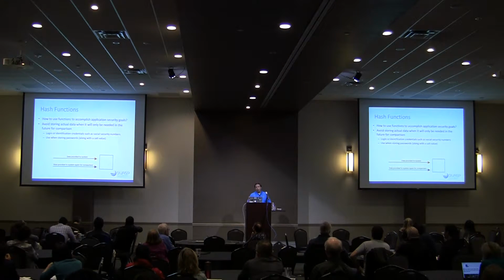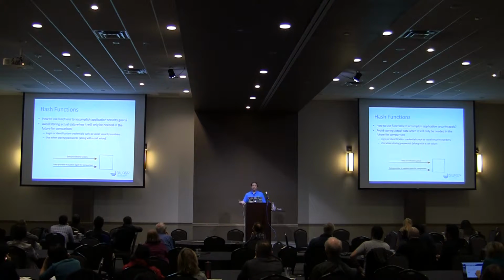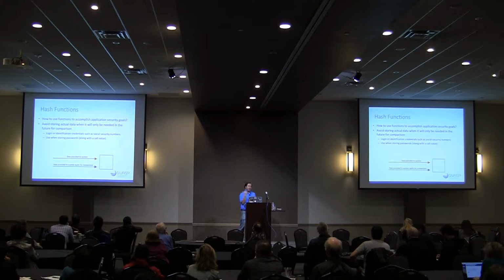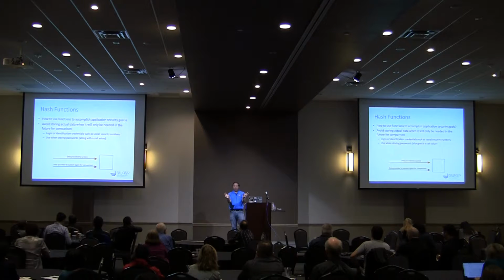So how do we use hash functions to accomplish our application security goals? We avoid storing actual data when it's only needed in the future for comparison. Take your password as an example. Once you've entered your password into an application and authenticated with the system, is your password ever used from that point forward? No, right? Your password turns into a session, and that session is what you use to stay authenticated with the server. So what if, instead of storing the password in the database, we hash the password and store the hash, because we know the hash is non-reversible? We don't go from the hash back to the original password. Now when we authenticate a user, they enter their password, we hash it, and then we compare it to the hash stored in our database. If the hashes match, then we know they entered the same password that we stored earlier.